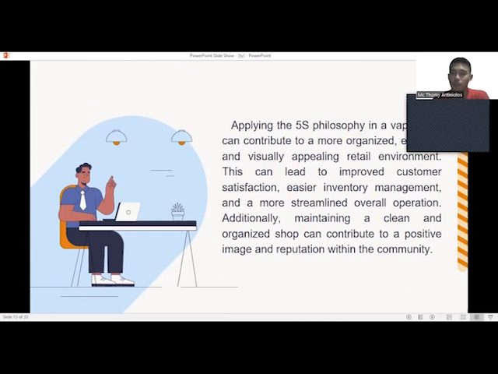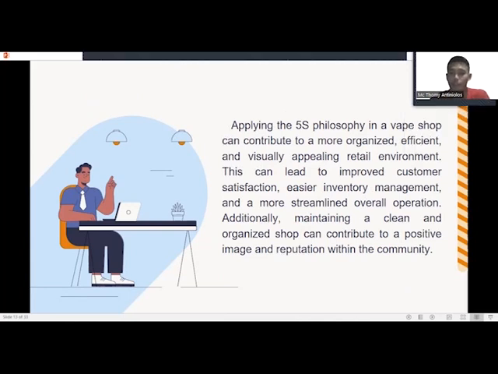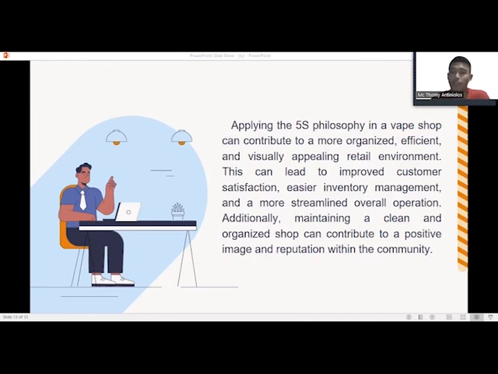Applying the 5S philosophy in a vape shop can contribute to a more organized, efficient, and visually appealing retail environment. This can lead to improved customer satisfaction, easier inventory management, and a more streamlined overall operation. Additionally, maintaining a clean and organized shop can contribute to a positive image and reputation within the community.